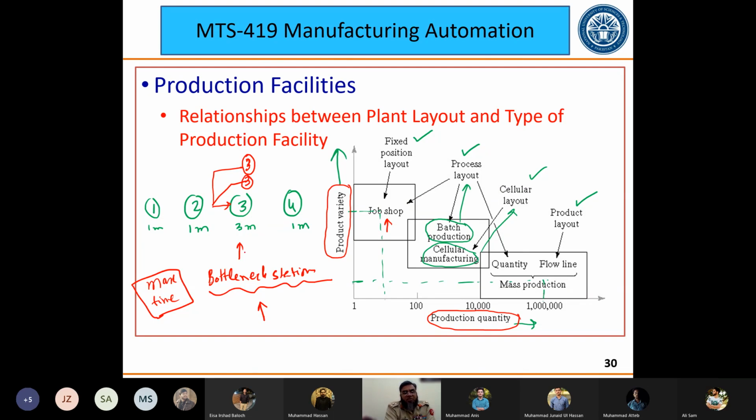So to reduce the bottleneck station time, we have to think and carry out some change. So one change could be that you improve the process and reduce this 3 minutes time to let's say 2 minutes.